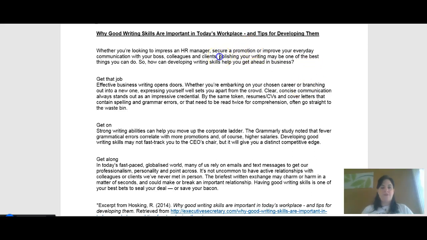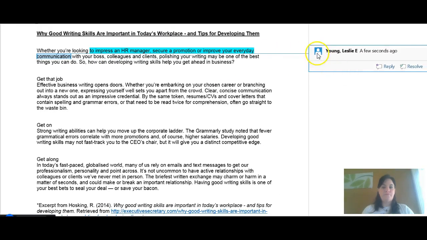Now this is interesting right here because it says that polishing my writing skills can be one of the best things I can do to accomplish all of these things: impress HR, secure a promotion, or improve your everyday communication. I'm going to highlight that because I think that's really interesting, that improving my writing skills can accomplish all of those things. I'm also going to put a note in here, and I'm going to say how, because I want to know how improving my writing skills can really accomplish all that. And if the rest of the article doesn't answer that question for me, then maybe that's something I want to bring up with my instructor.